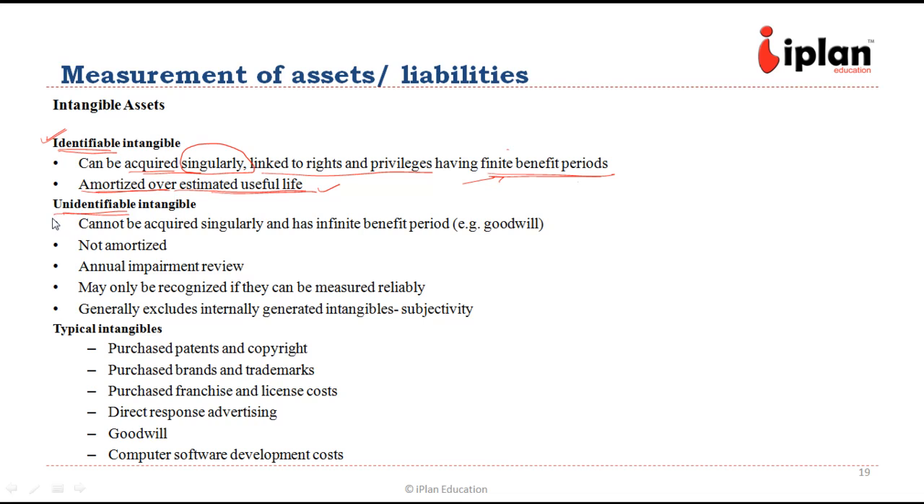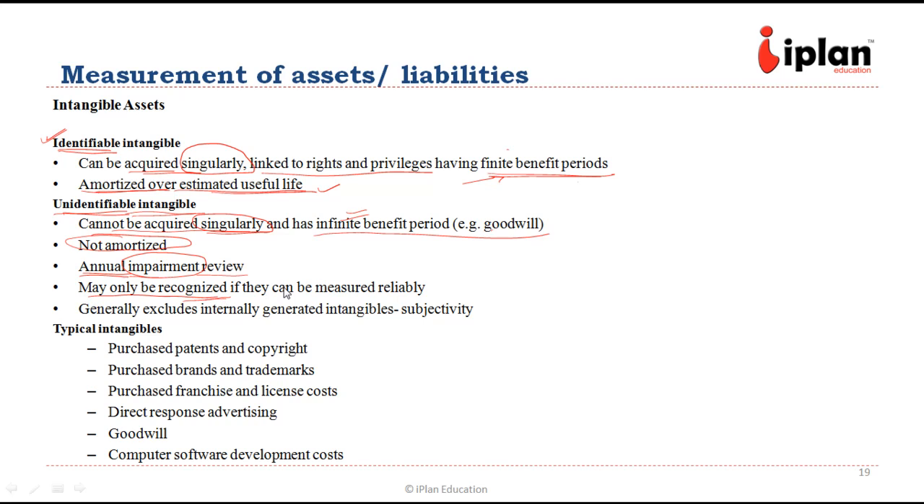These are identifiable intangibles. There could be another type of intangibles which cannot be acquired singularly and they do not have a finite benefit period. So they have an infinite benefit period, for example goodwill. They cannot be amortized since they do not have a fixed benefit period, but they should be reviewed annually for any impairment in value.